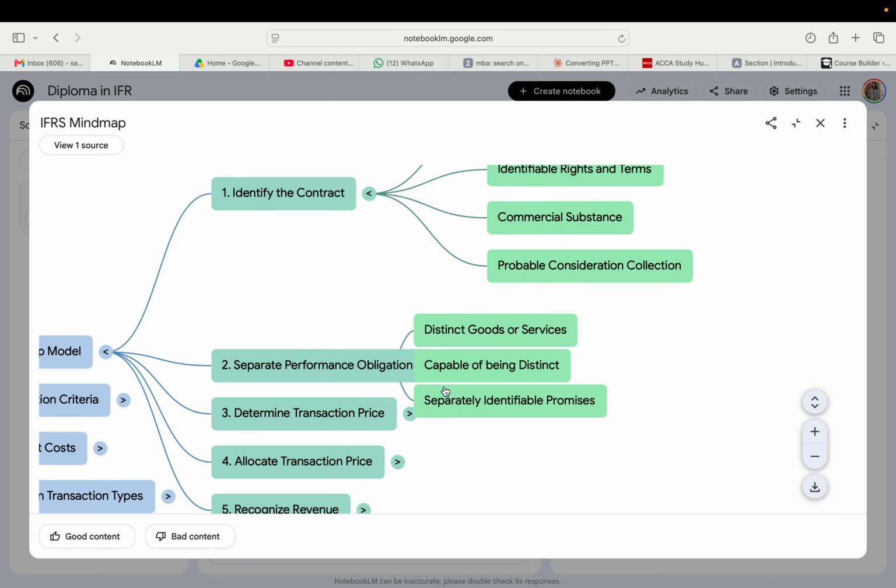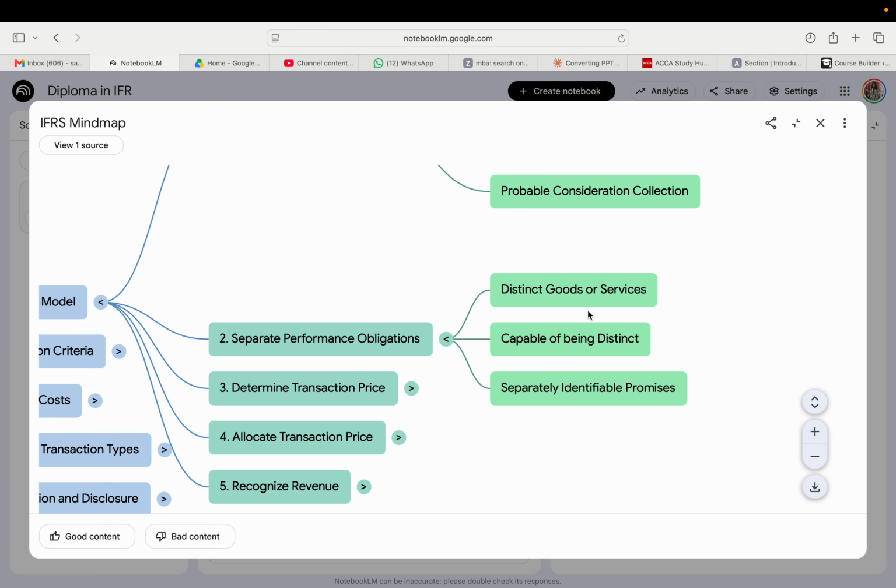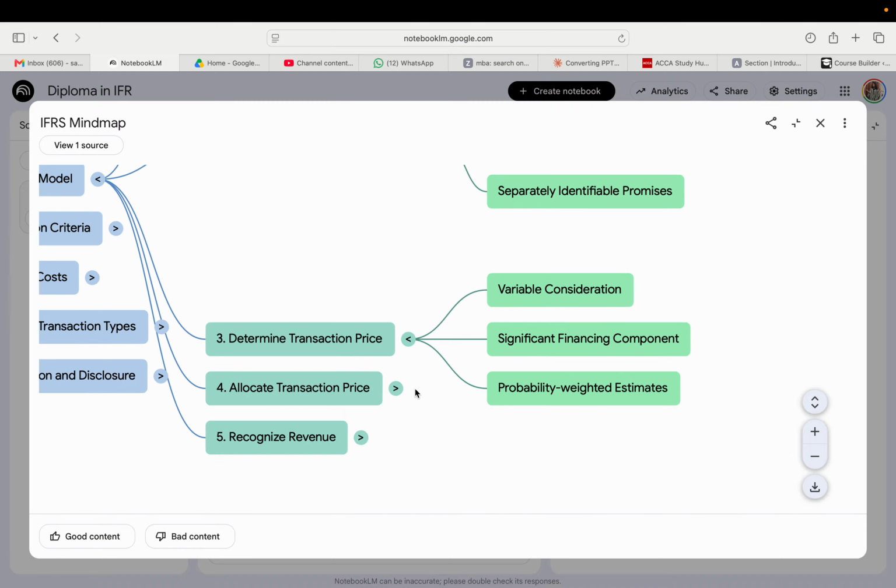Then under performance obligation, goods and services, there should be distinct goods or services. It could be a bundle of goods or services also. It should be capable of being separate, and that means there are separately identifiable promises. When you are making a promise, you are able to identify those promises separately. Okay, for transaction price: variable consideration, significant financing component, probability weighted estimates. What are these? You will already know when you watch my full lecture 3, that is IFRS 15.